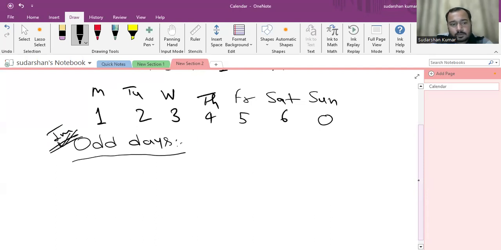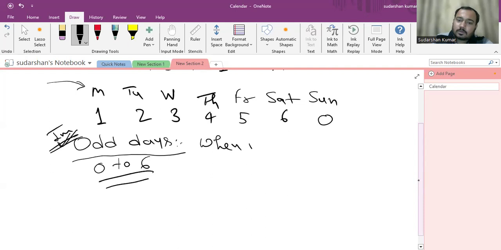In calendar, we find odd days, and from odd days we get the day on any particular date. The range of odd days is 0 to 6. And how do we get odd days? When any week is completed, the remaining days are odd days. So odd days are found when the number of days is greater than 6.